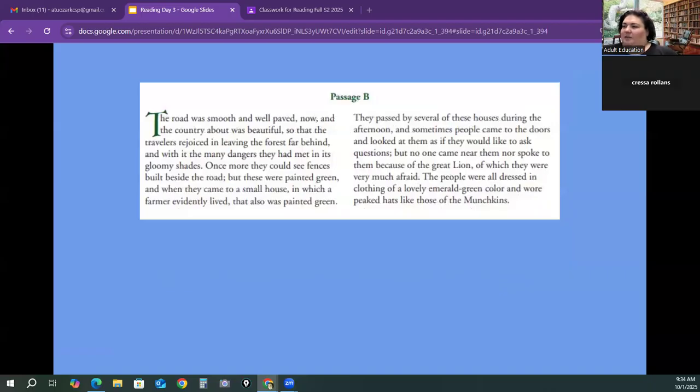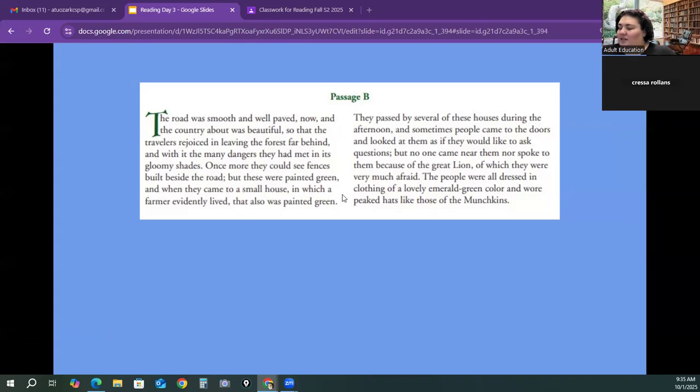All right, let's read this second one. The road was smooth and well paved now, and the country about was beautiful, so that the travelers rejoiced in leaving the forest far behind, and with it the many dangers that they had met in its gloomy shades. Once more they could see fences built beside the road, but these were painted green. And when they came to a small house in which a farmer evidently lived, that was also painted green. They passed several of these houses during the afternoon, and sometimes people came to the doors and looked at them as if they would like to ask questions, but no one came near them or spoke to them because of the great lion, of which they were very much afraid.